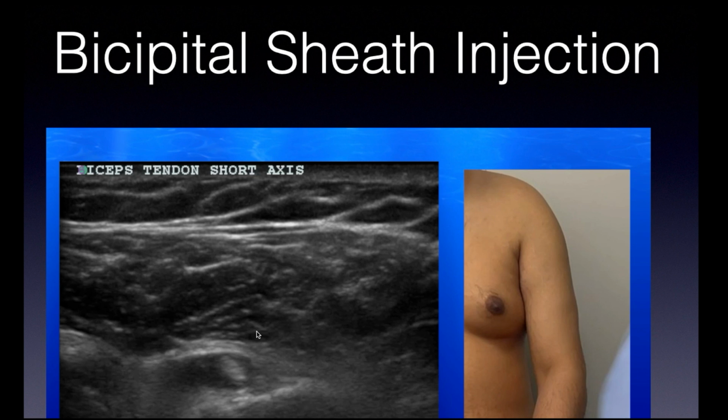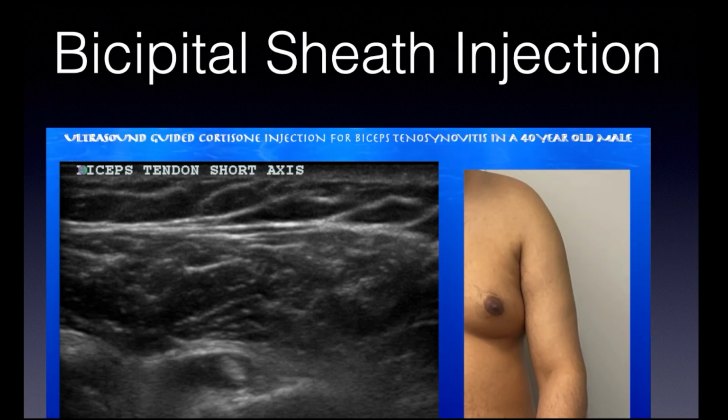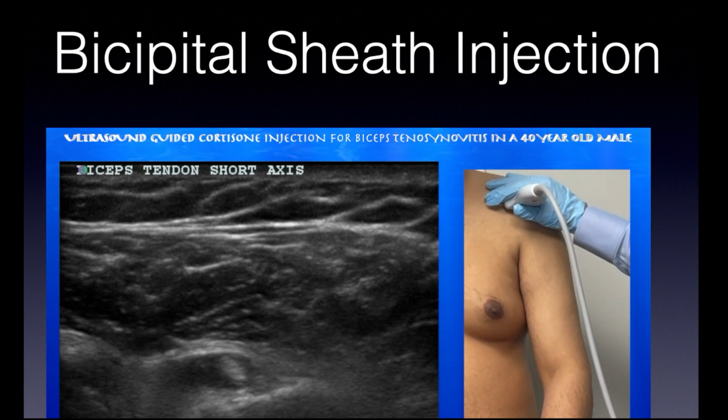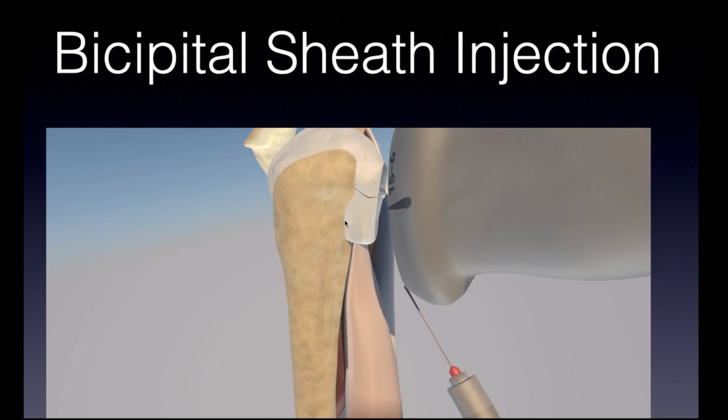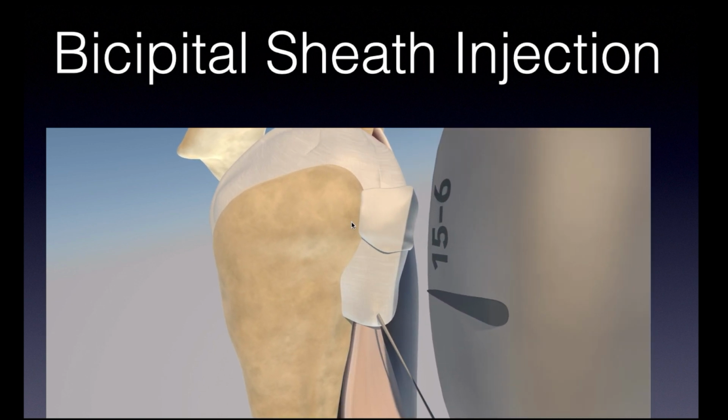This was not on the schedule, but some people do like to inject the bicipital sheath. I rarely do this because, as we mentioned, most times this is fluid from the joint, so it really means there's something going on in the joint. But this patient had focal pain right over the biceps tendon. He had some fluid around it. So to me, I thought there was some sort of tenosynovitis within this bicipital sheath.